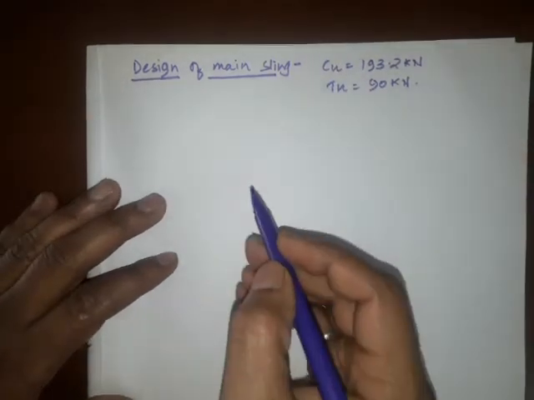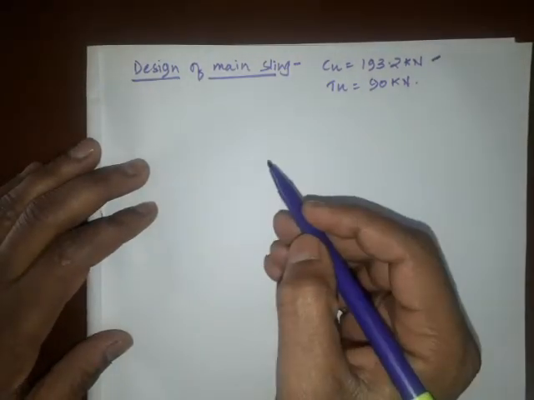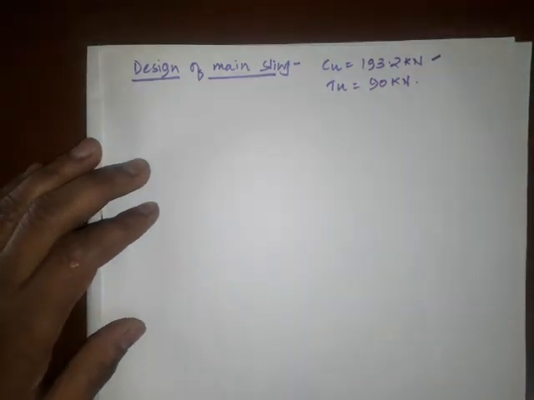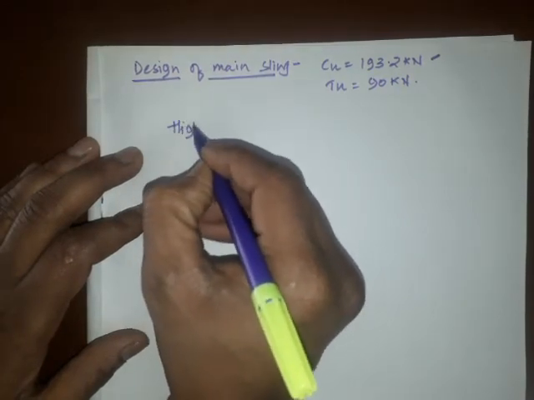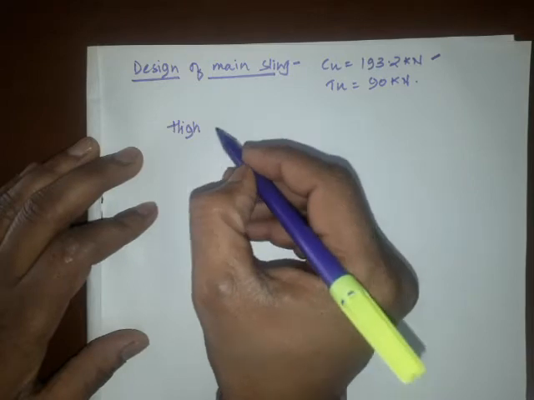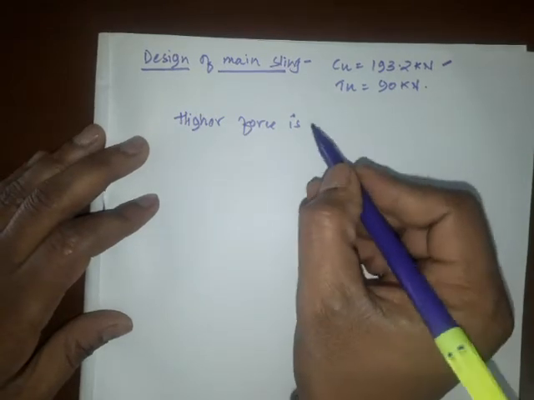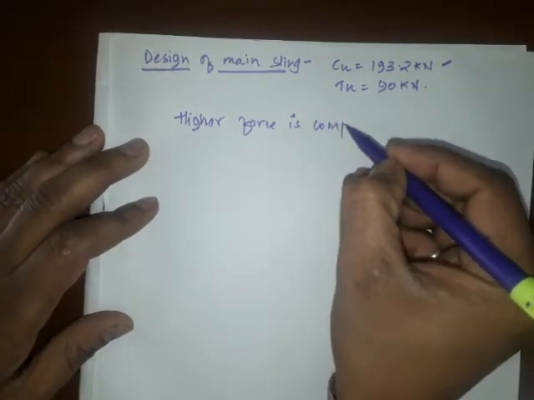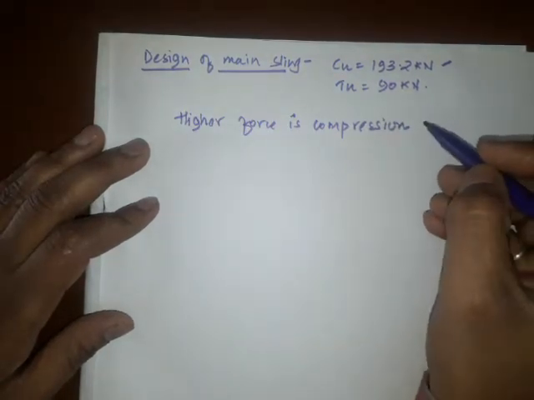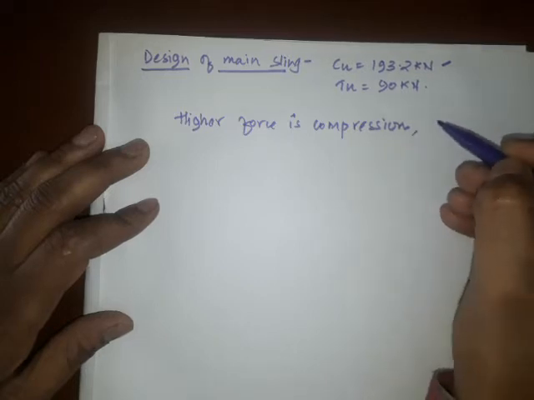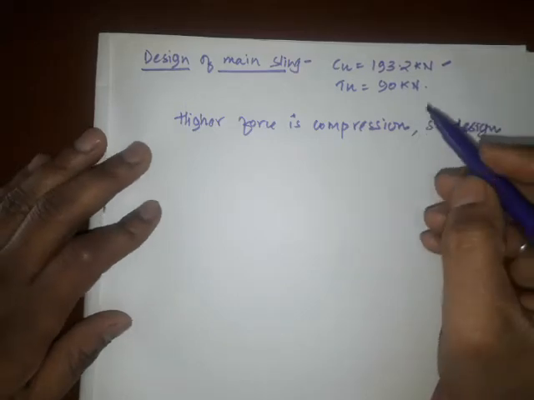Now what you have to do? You have to find out the area. Okay. So the maximum force is compression here, so you have to design as a compression member. Okay. The higher force is compression, so design as a compression member.